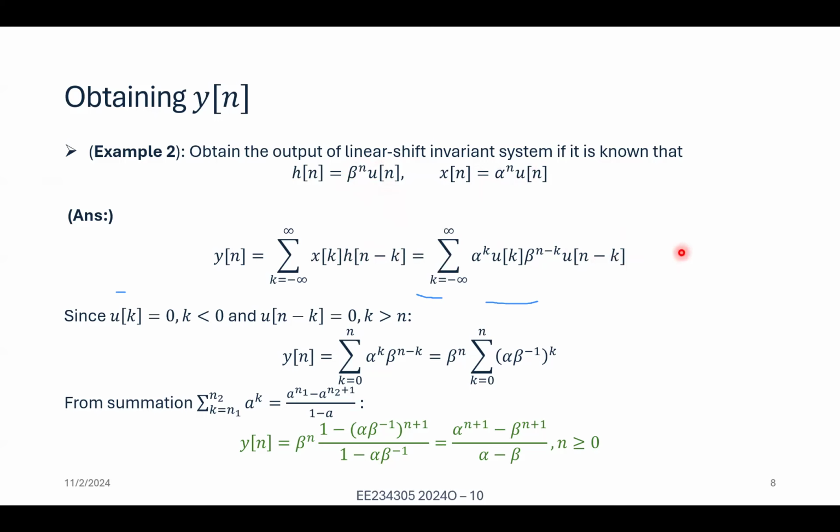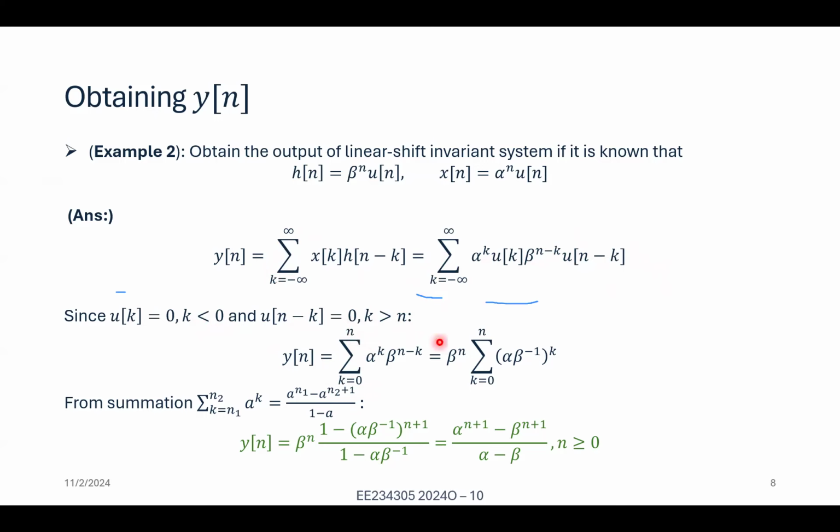And we use several properties of the unit step signals, where if k is less than 0, then uk is 0. So this is replaced by the lower bound or lower limit of 0. And since we sum this from k minus infinity to infinity, but if k is more than n, which means that the value of u n minus k is 0, so the upper limit is n.